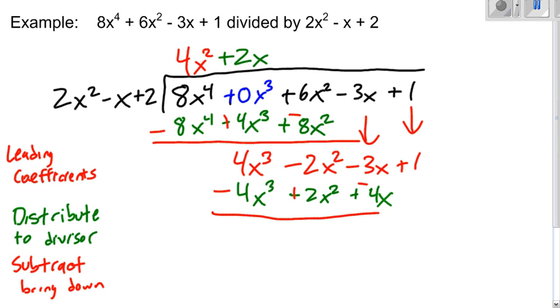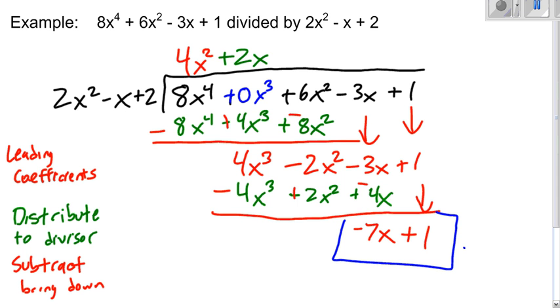The x cubed terms cancel out. The x squared terms cancel out. Negative 3x minus 4x is negative 7x. Bring down the 1. Again, we're going to look at the leading coefficients, but this time pay particular close attention. We only have negative 7x, and we have a 2x squared. Can't divide x by x squared, so this is our remainder.